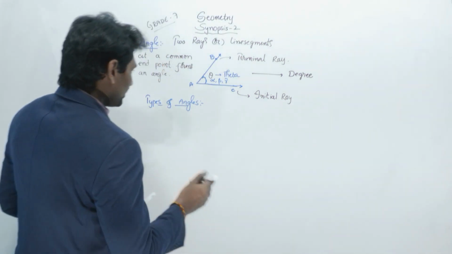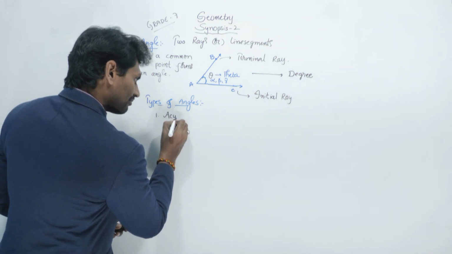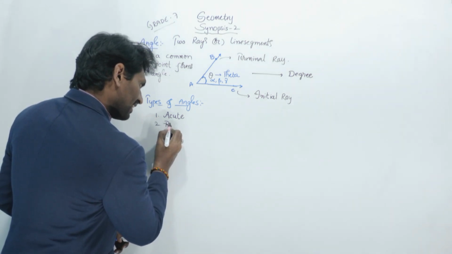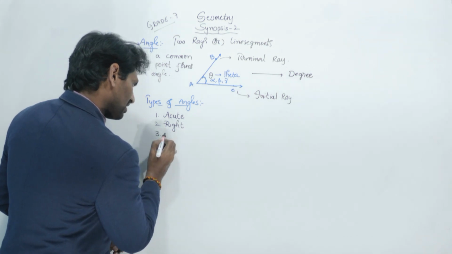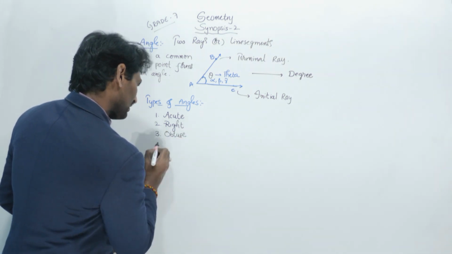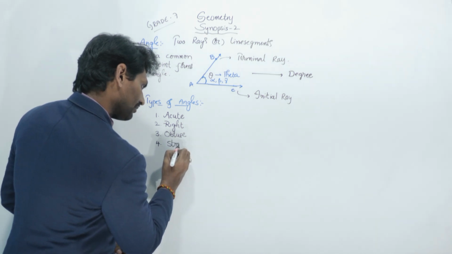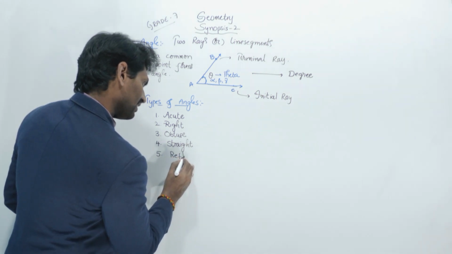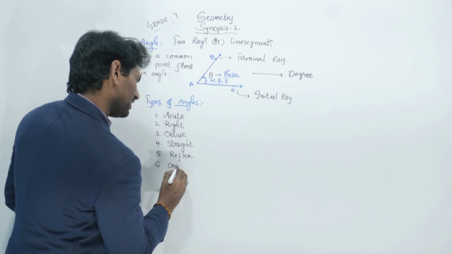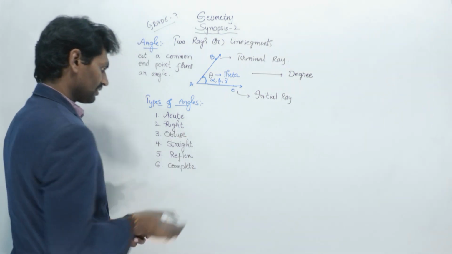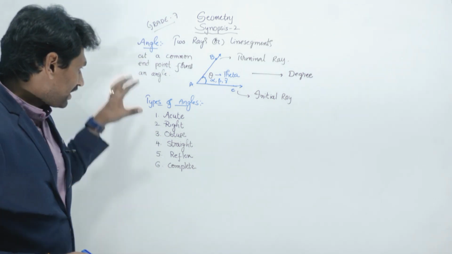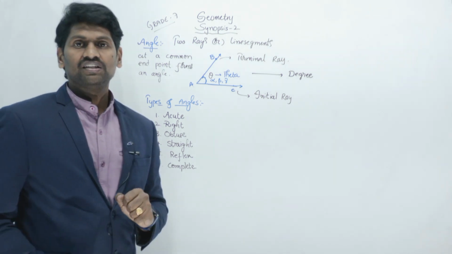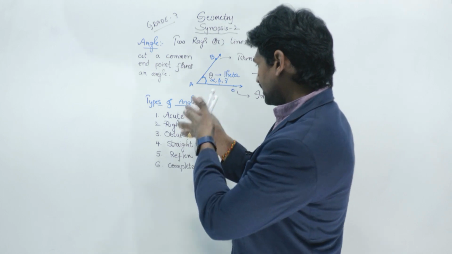The first angle is the acute angle. Then the right angle. The third one is the obtuse angle. Fourth, the straight angle. Fifth, the reflex angle. And the last one is the complete angle. So we are mainly discussing these six types of angles: acute angle, right angle, obtuse angle, straight angle, reflex angle and complete angle.